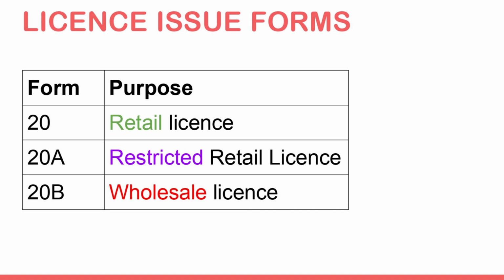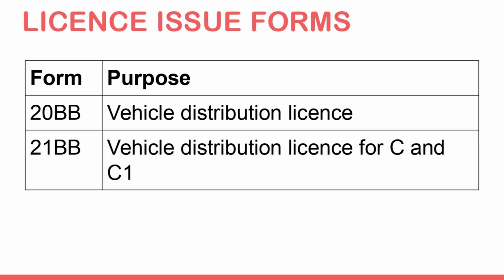To connect these letters, you can remember the word blow. B is the starting letter of blow and W is the ending letter of blow. B for form number 20B and W for wholesale of drugs. Now let's see some other license issue forms.